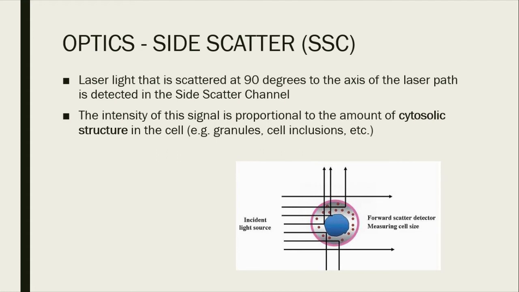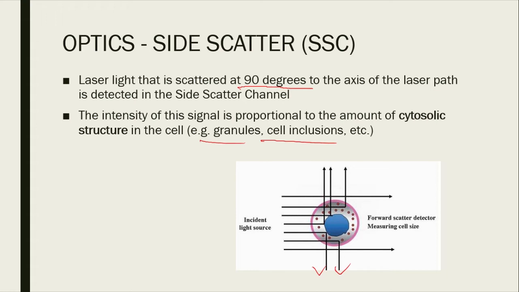Now, some of the light goes through the cell and is bounced off at 90-degree angles. Once it goes through the cell, it can bounce off at different stages. If it goes through your membrane, goes a little bit into your cytosol and hits the nucleus, boom, it bounces off. Sometimes when it hits the side of another wall, it can bounce off. Sometimes it can hit cytosolic structures such as granules or cell inclusions, and it will bounce off again at a 90-degree angle.